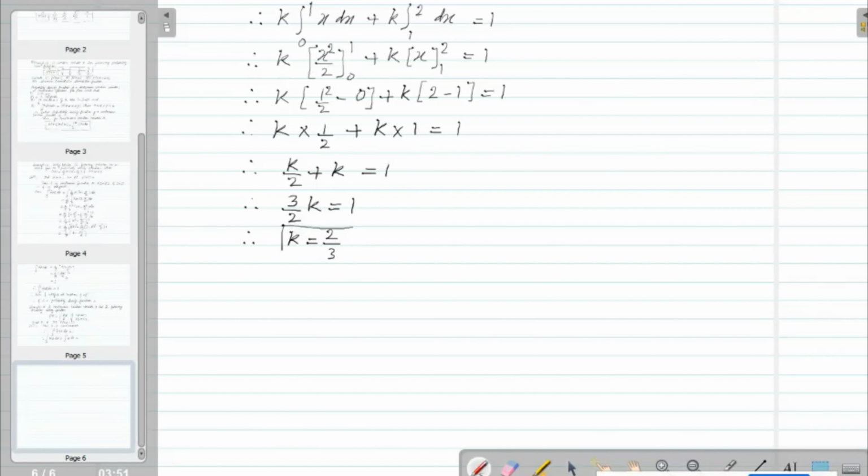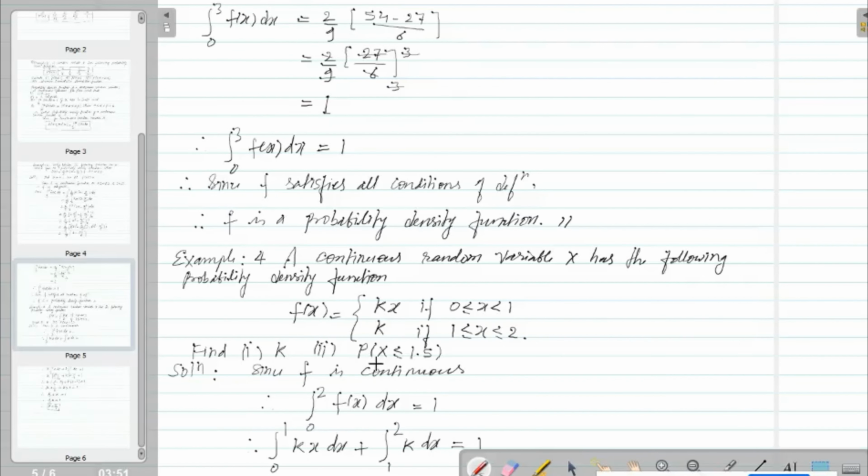K is 2 by 3. Now, next, what do we have to determine? We have to determine the probability of x less than or equal to 1.5. So we found the value of k. Thus our continuous probability density function will be what? So just write it down.